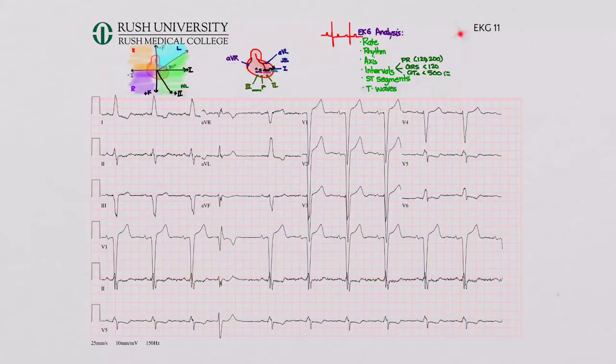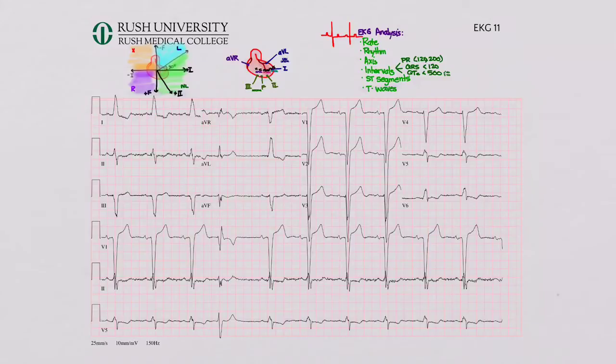All right, here's EKG number 11, and so let's look at this one. Again, let's go through it real quickly. The rate, 1, 2, 3, 4, 5, 6, 7, 8, 9, 10, so 60. You know what? This one looks different than the rest. So this is some other kind of beat. It's an ectopic beat, okay?